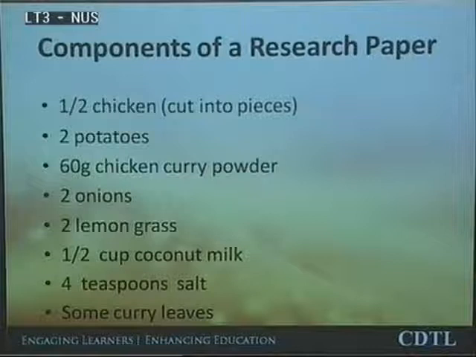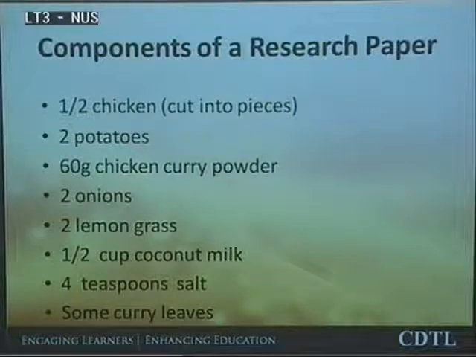Okay, I know. I put this up here just to show you something. What do you think this is? You kind of know what it is. The women will know what this is. Even some of the guys who are interested in cooking will know what it is. This is a recipe, okay? This is not a component of a research paper. Half a chicken, cut into pieces, two potatoes, 60 grams of chicken curry powder. I love chicken curry, by the way, so that's why I put it up here.